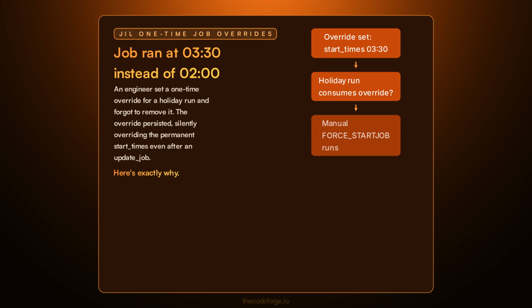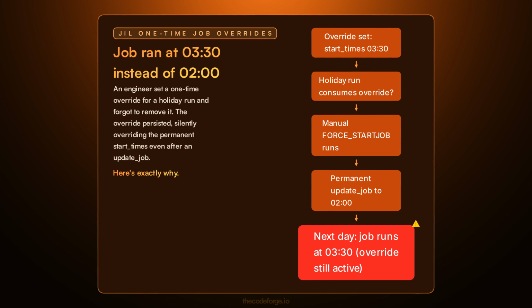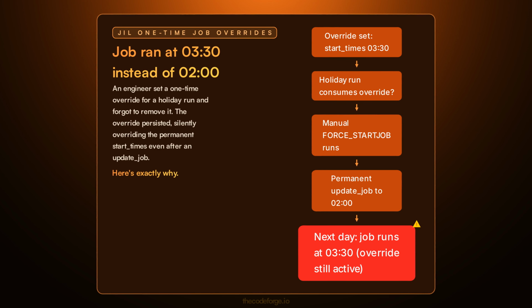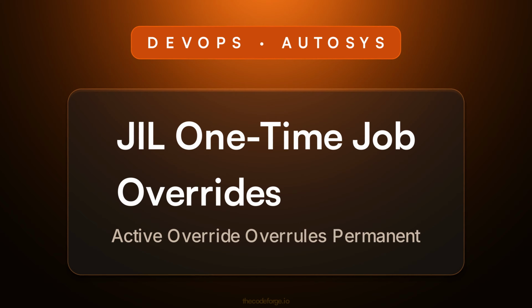A job ran at 03:30 instead of its scheduled 02:00, even after the team updated the permanent start times. The culprit: a forgotten one-time override that outlasted the update. Let's break down JIL one-time job overrides, how it works, and the exact mistake behind that failure.